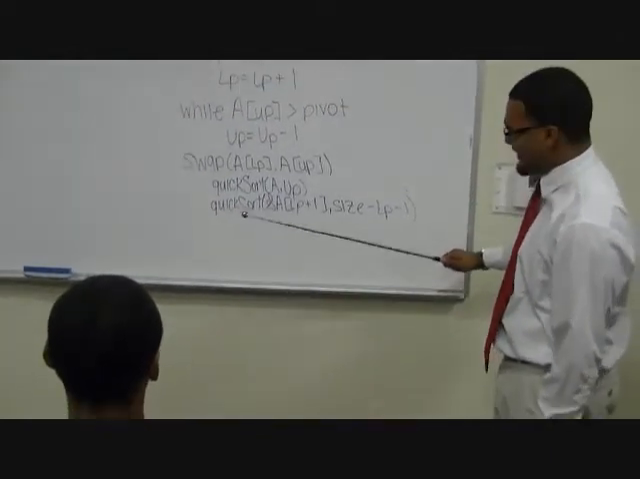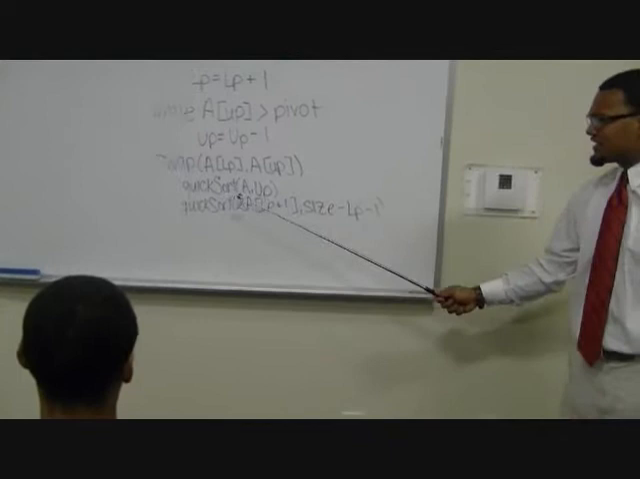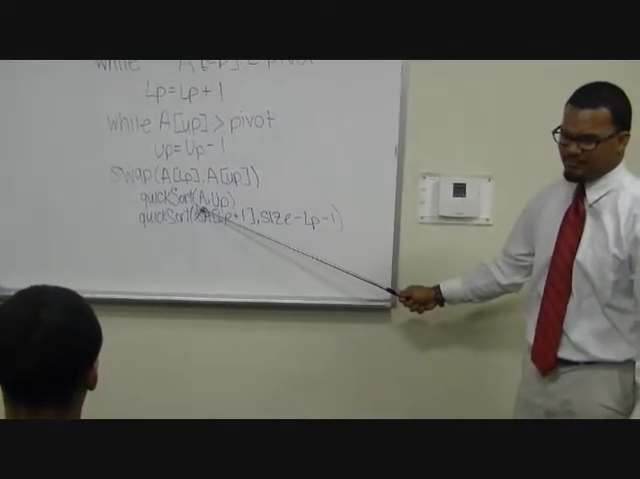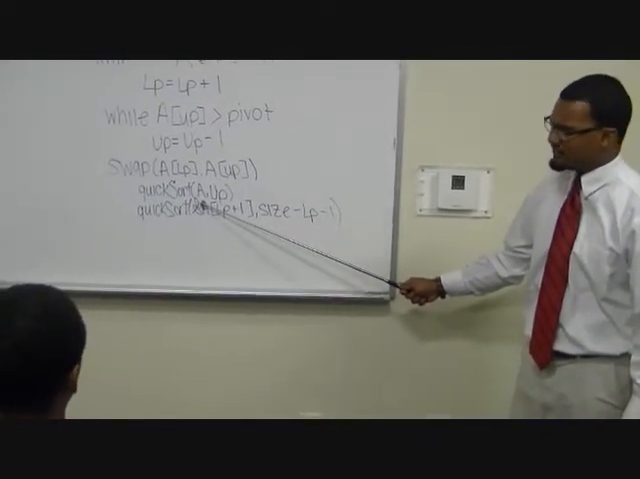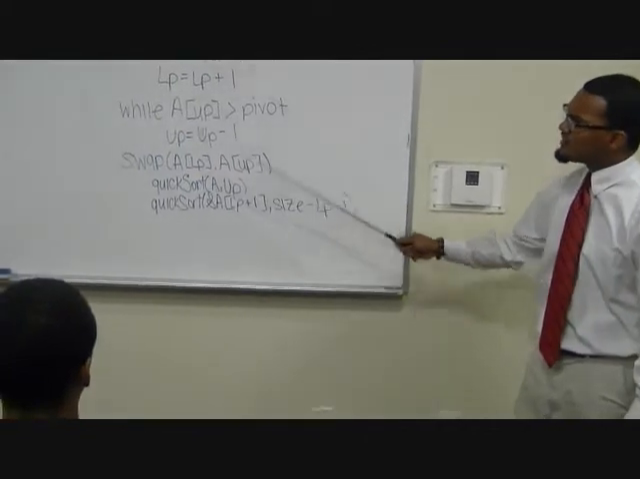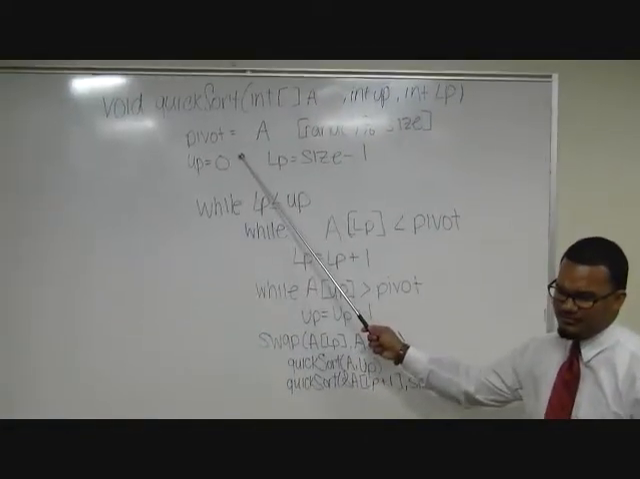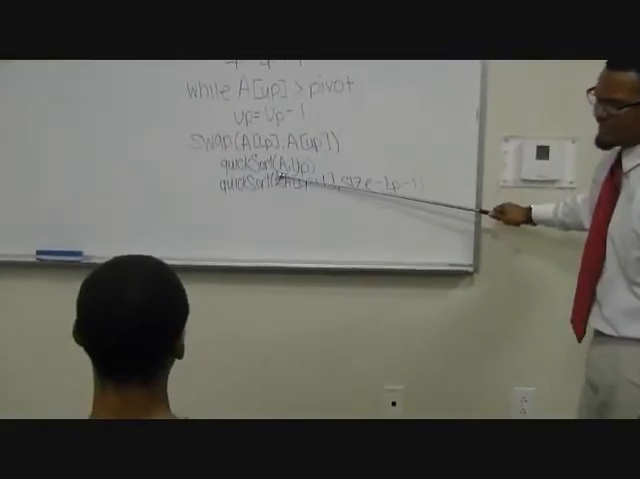Okay, so we're initializing what here? The pointer. What is your pivot? Pivot's A. Okay, so what are we initializing here?